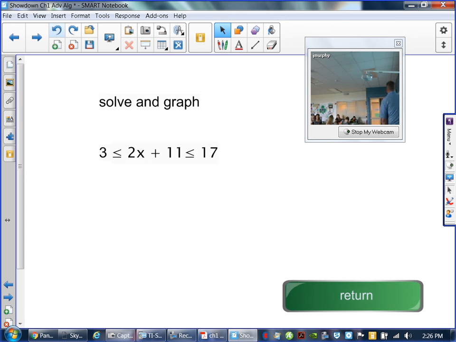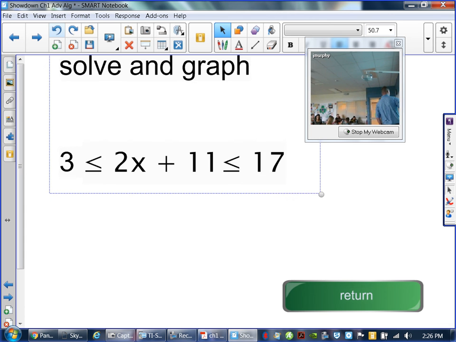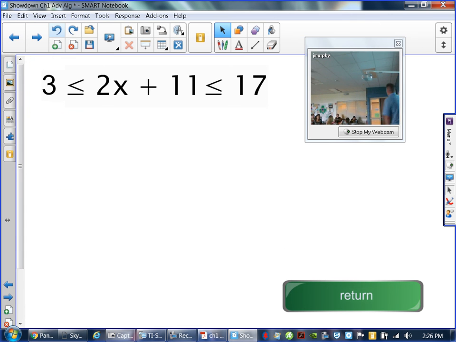Solving graph. Ooh. It's been a long time since you've seen this.